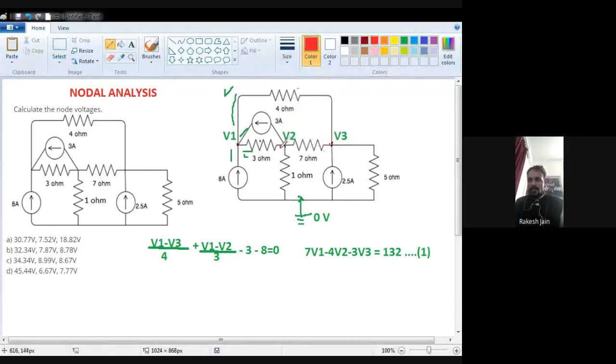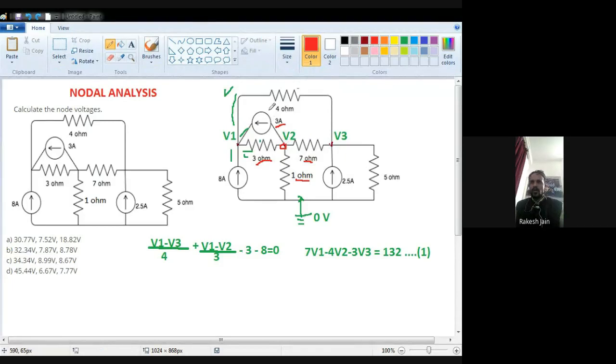Now see the node equation for the second node. Kindly look carefully. So this is my second node V2. How many branches are connected? One is this 3 ampere branch, one is this 3 ohm resistance, one is this 1 ohm resistance branch, and one is this 7 ohm resistance branch. These four are connected to V2 from different sides. 4 branches are connected.